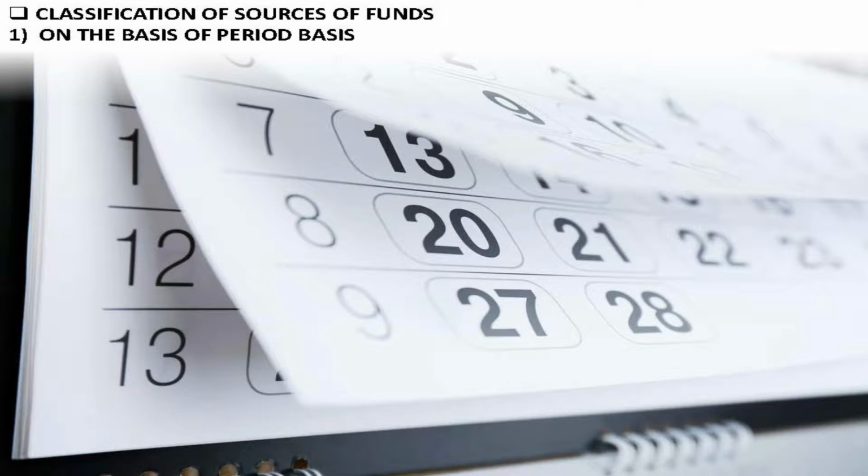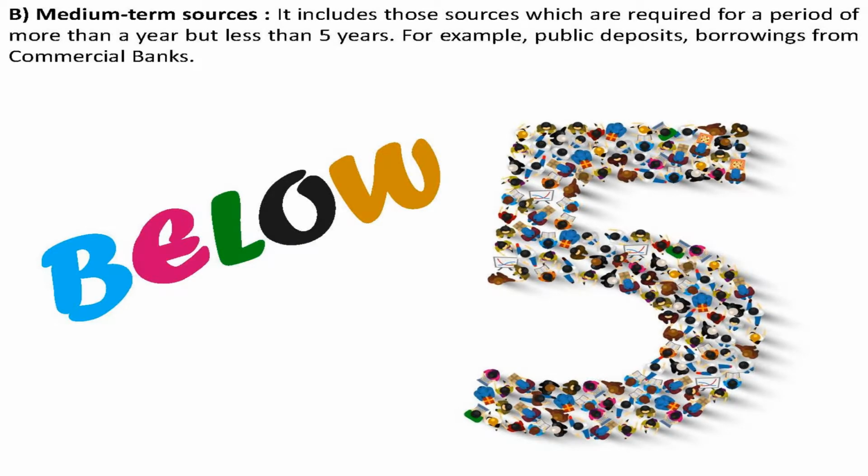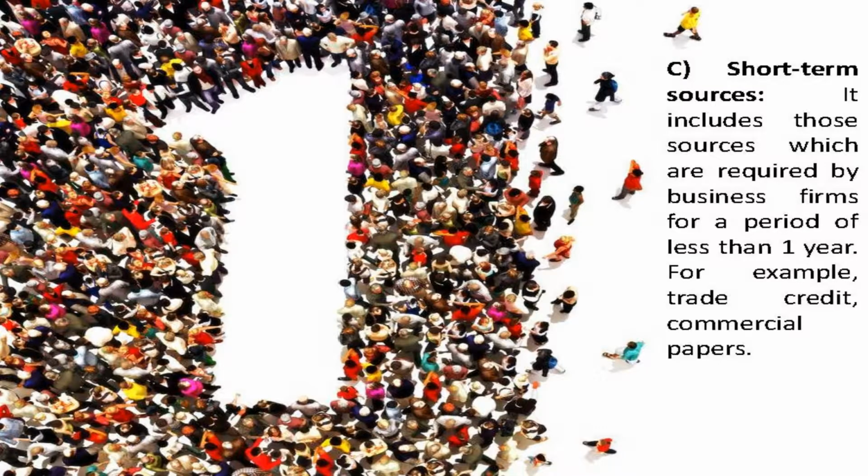Classification of source of fund on the basis of period, which will be calculated based on the number of days, years, like that. First one, long-term source. It includes those sources which are required by the business firms for a period exceeding 5 years. For example, shares, debentures. Medium-term source. It includes those funds which are required for a period of more than a year but less than 5 years. For example, public deposits, borrowings from commercial banks. Short-term source. It includes those sources which are required by the business firms for a period of less than 1 year. For example, trade credit, commercial paper.